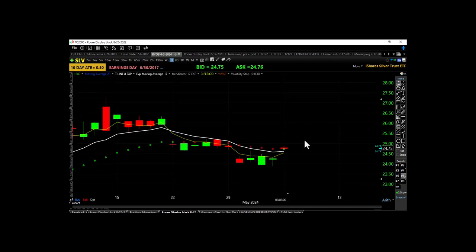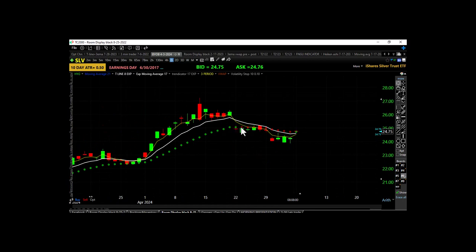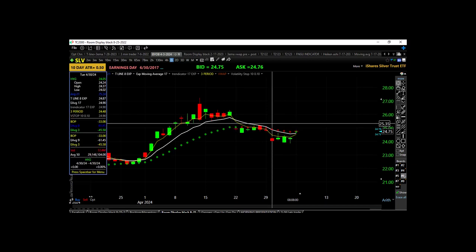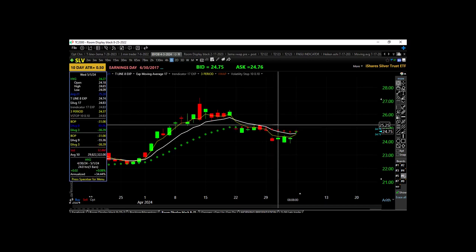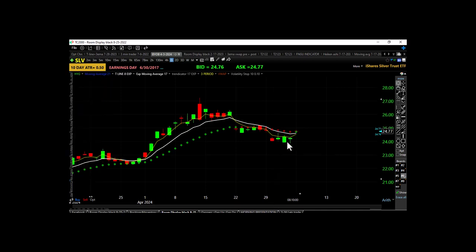Let's take a look at SLV. So here's our precious metals. Doing the same thing here, consolidate, makes a lower low. So here we are, SLV in a downtrend. All right, takes out this high, and they're back in an uptrend right here. So it takes out 25.25, and they're back in an uptrend right there.